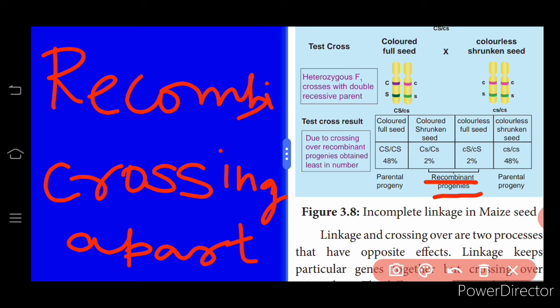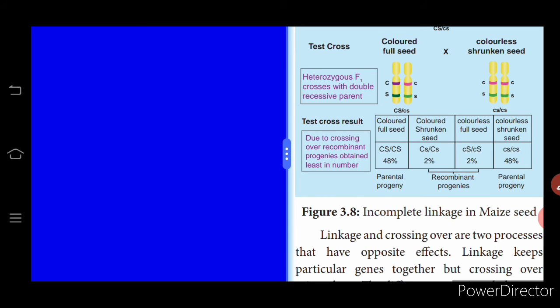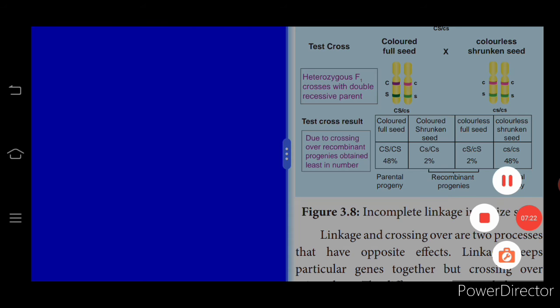Follow? So this is very simple and you can easily write it as such from the book and score marks well. The basic concept is very simple. Complete linkage and incomplete linkage depend on whether the genes are closely present or sitting apart. Based on that, crossing over occurs, and recombination occurs. Follow?